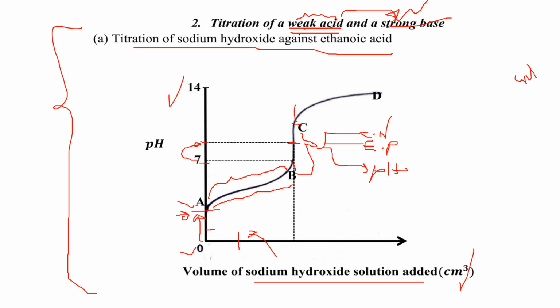So along C to D, the rise in the graph is going to be due to excess amounts of the reagent that is being added, or the reagent that will be present on your x-axis. So let's look at the elaborative explanations.